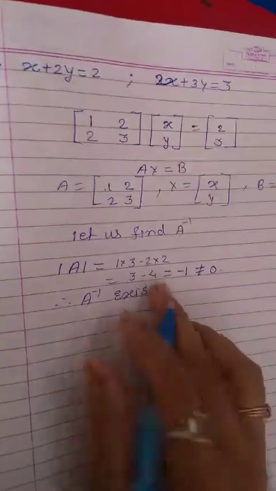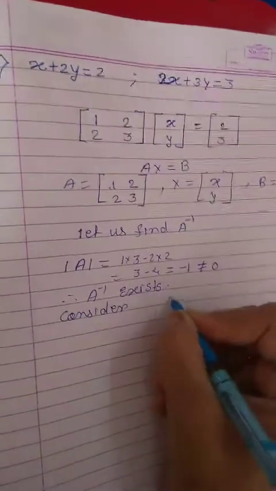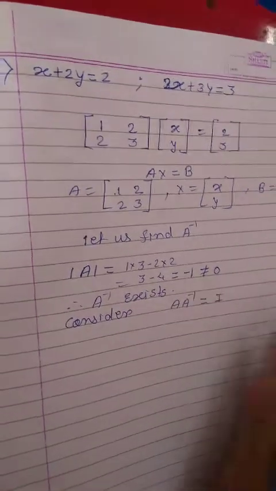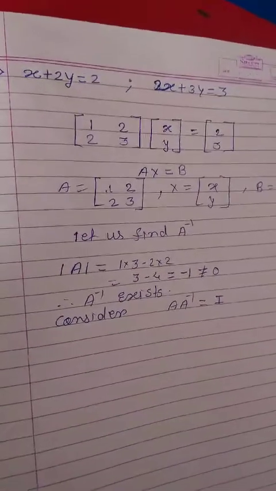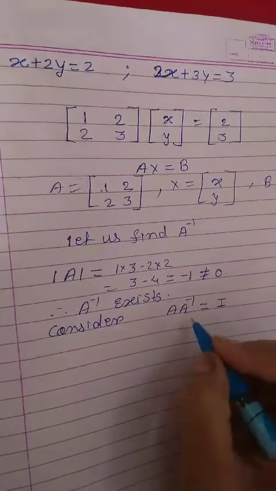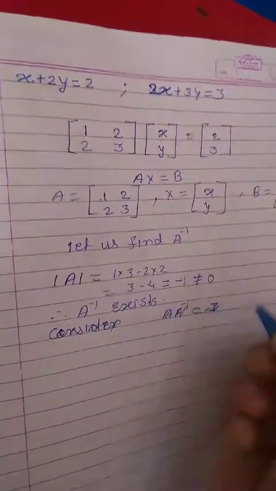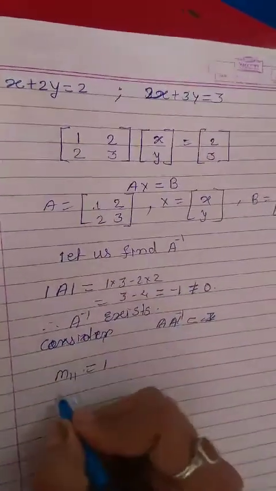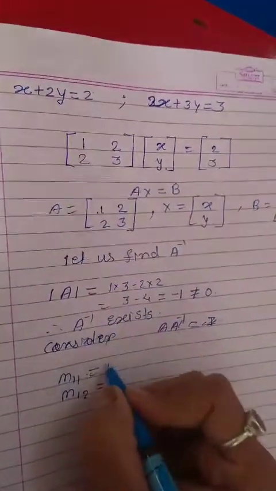Now A inverse exists. Therefore consider A inverse is equal to I. You can solve in this method also, otherwise you can use adjoint method. So if I use adjoint method, so in that, M11 is 3, M12 is 2.